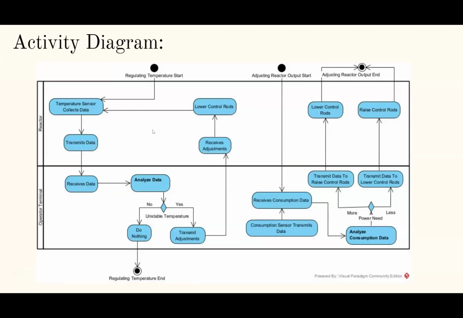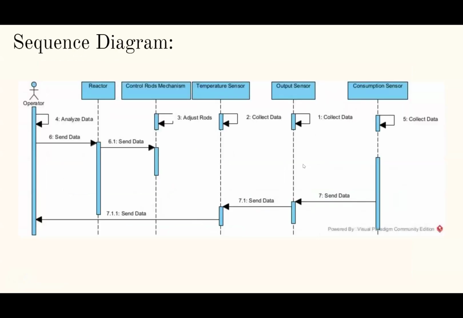So for my activity diagram, I highlighted 2 different processes. One would be regulating temperature. So if you go through here, it goes through the process in which temperature is regulated. And then over here, it goes through the process in which reactors are adjusted. For my sequence diagram, I just highlighted data communication throughout the system. So it shows the communication of data between the operator, the sensors, and how those all relate together.